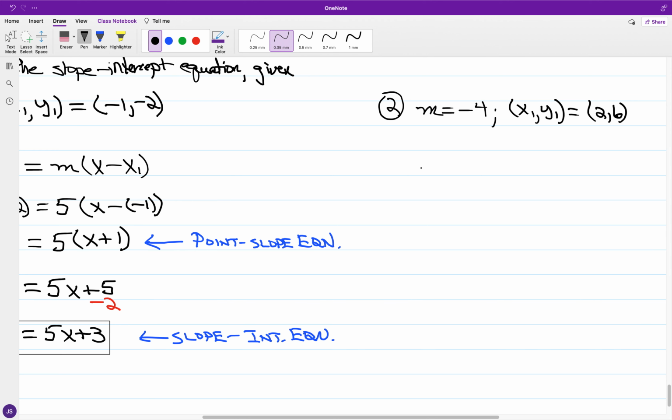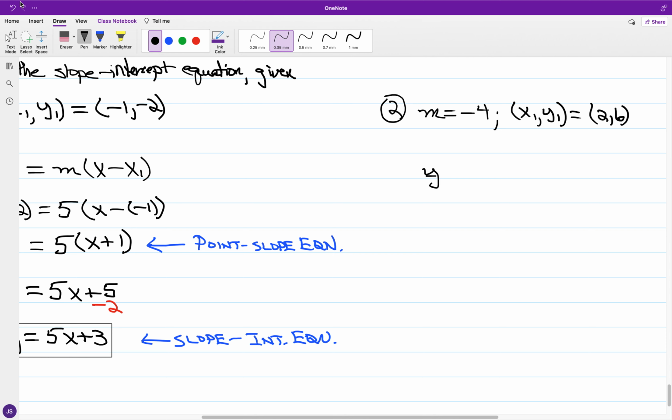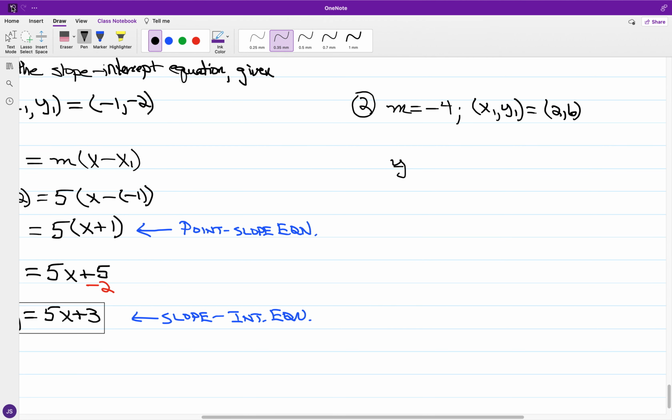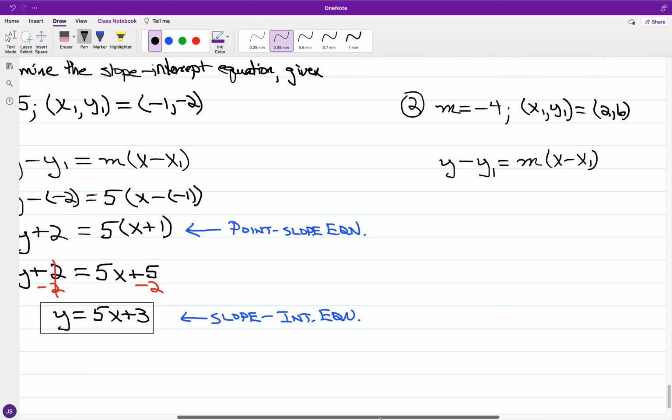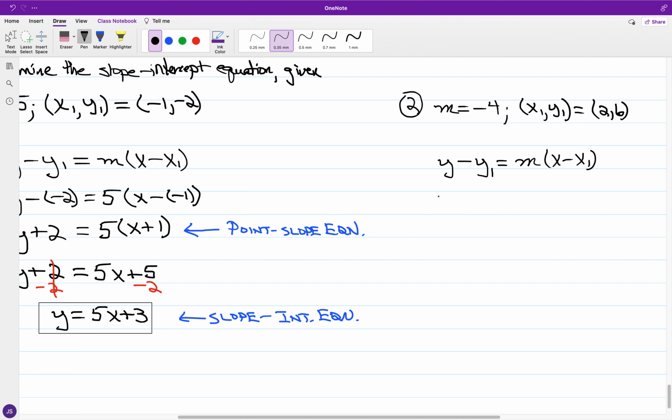And so just for the backdrop here, you have y minus y1 is equal to the slope m times the quantity of x minus x1. So just filling in, you have your y1 at 6, x1 at 2. So for y minus y1, that's going to be y minus 6. For the slope m, we have -4, times the quantity of x minus 2. And this is going to be the point-slope equation.